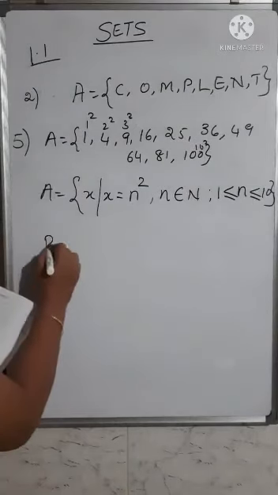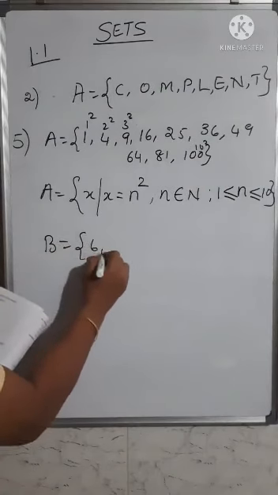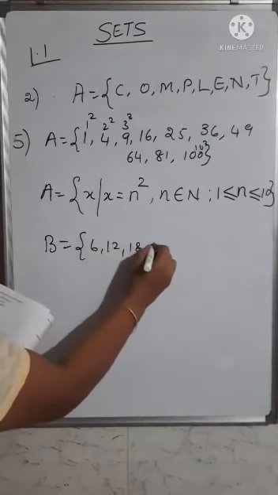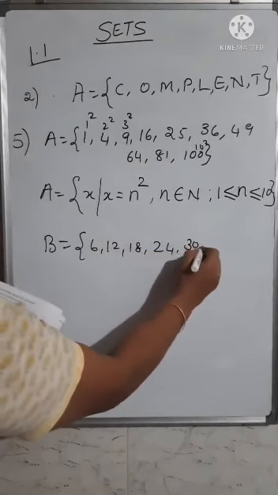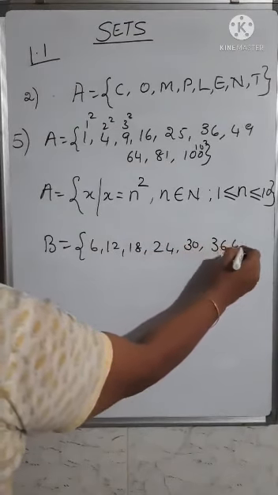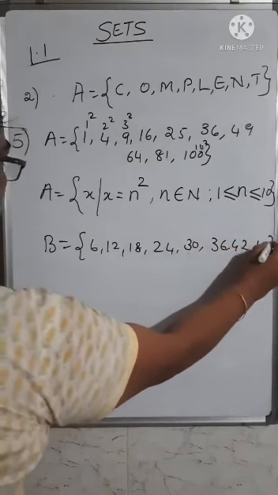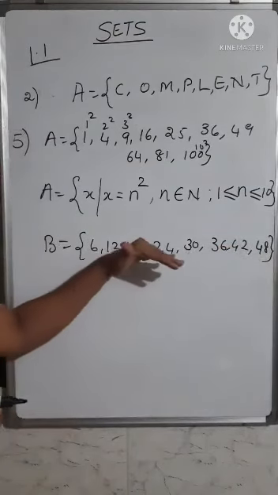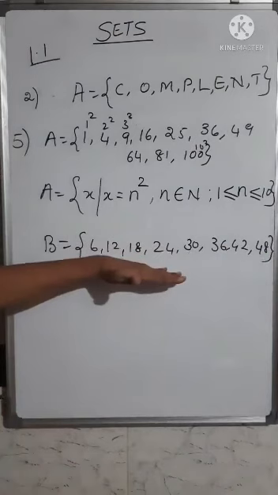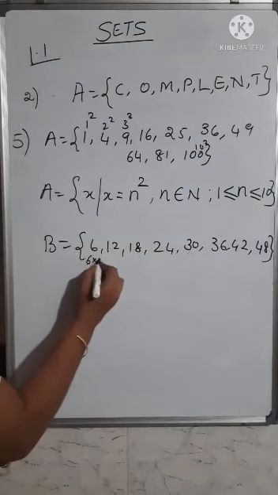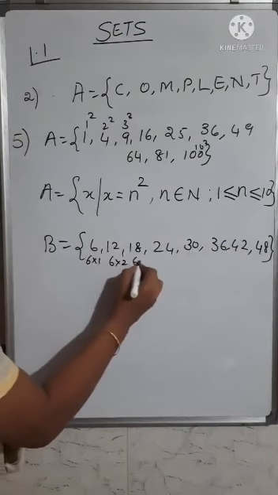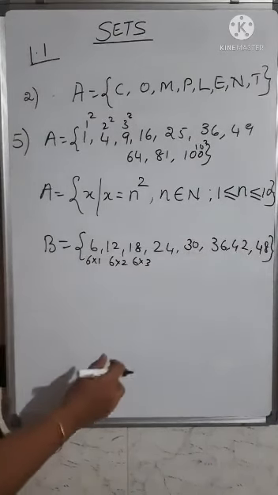Now the second one, B, they have given us 6, 12, 18, 24, 30, 36, 42, 48. So now first you have to see what is the relation that is existing here. These are multiples of 6. This is 6 into 1, 6 into 2, 6 into 3. So these are the multiples of 6.